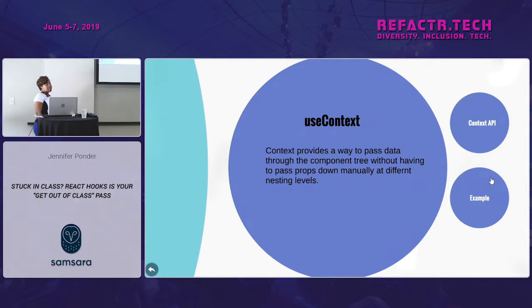useContext. So useContext provides a way to pass data through the component tree without having to pass props down manually at different nesting levels. Usually, if you're familiar with the Context API in React, you notice that a lot of times you're going to have components that are nested. So you could go through maybe 4 to 5 components even further down, and you need to reach your state. So this is what useContext does.